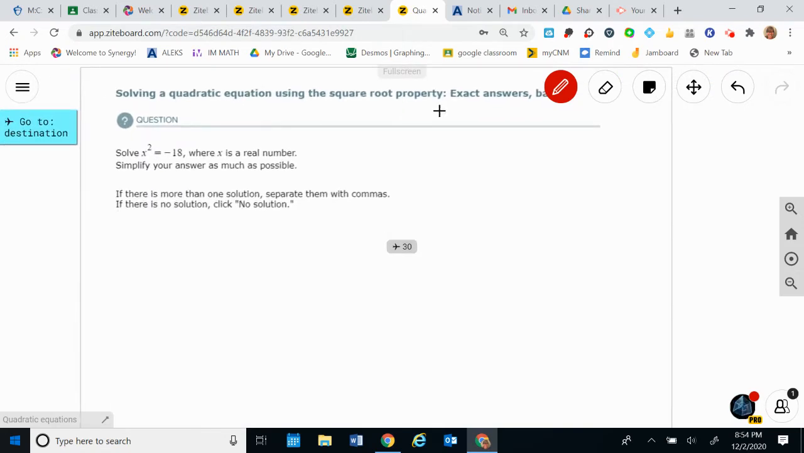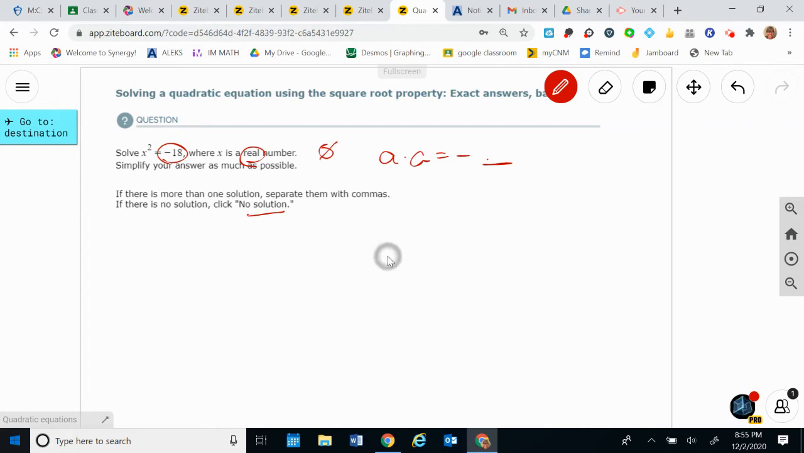Now this one is, I don't want to say it's a trick question, but kind of a trick question. You see this? It says x squared is equal to negative 18. The answer is there's no solution. You cannot have real numbers that give a negative value. You can have imaginary numbers, but it doesn't happen with real numbers. So if you end up with something like x squared equals negative something, not happening.